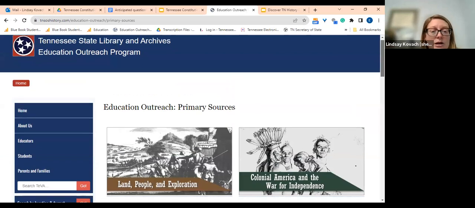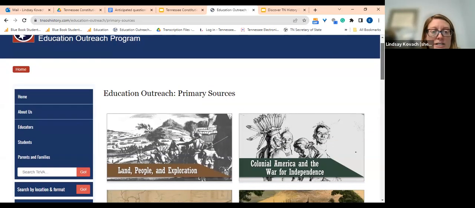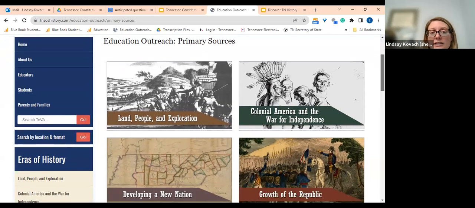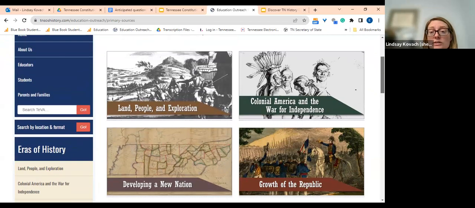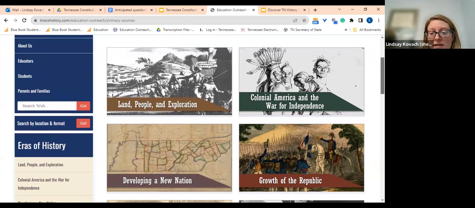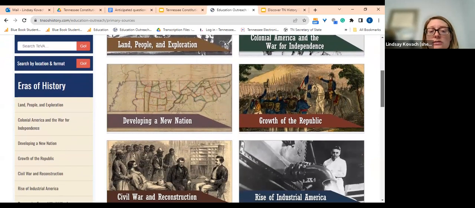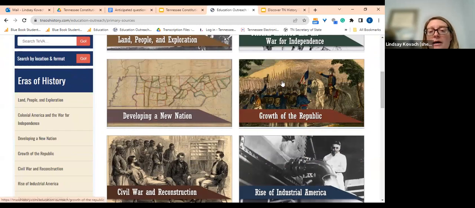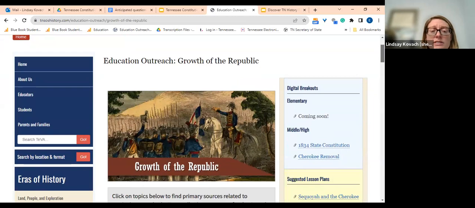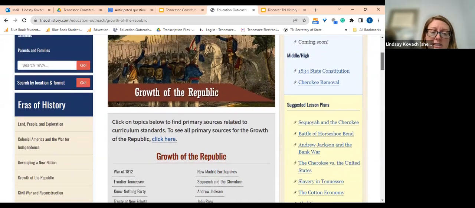And if you look at our primary sources for our education outreach program, we have pulled a lot of different primary sources that are divided into the eras of history that your typical textbook would define. And within those, you will find different sources that would help you supplement the materials that you're teaching.